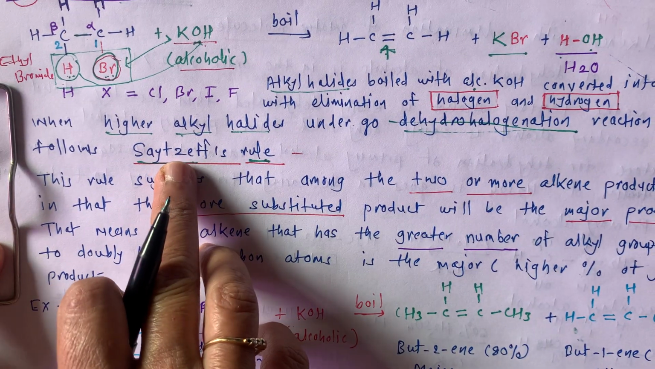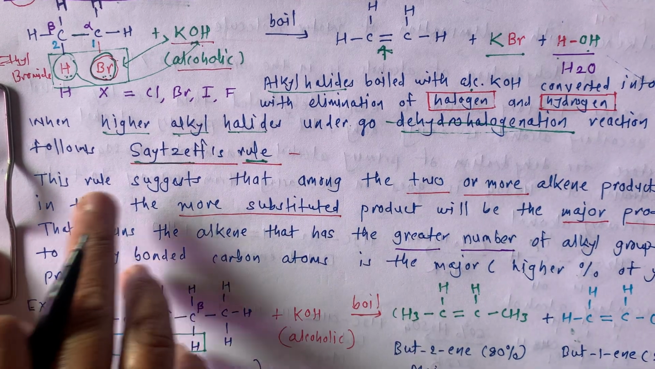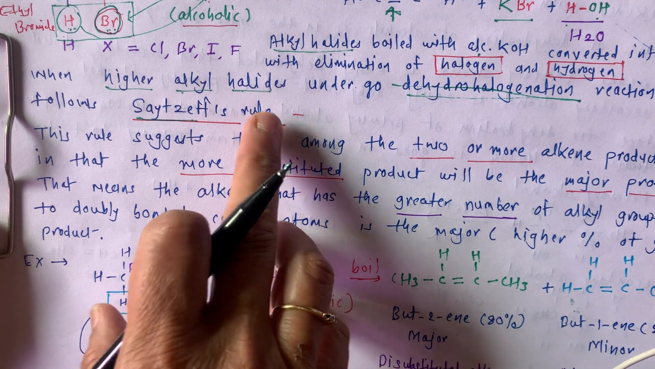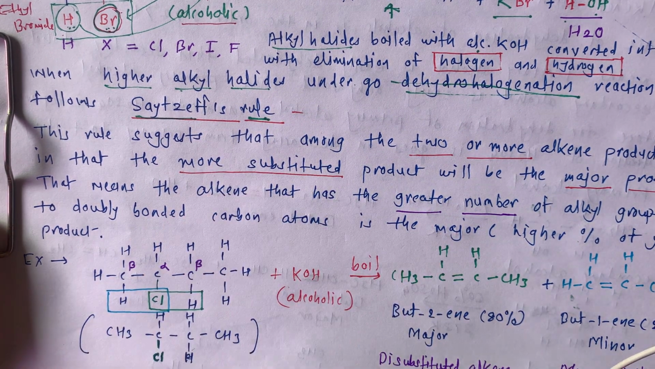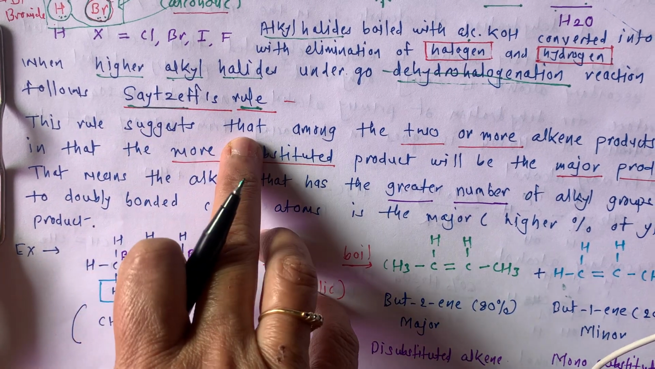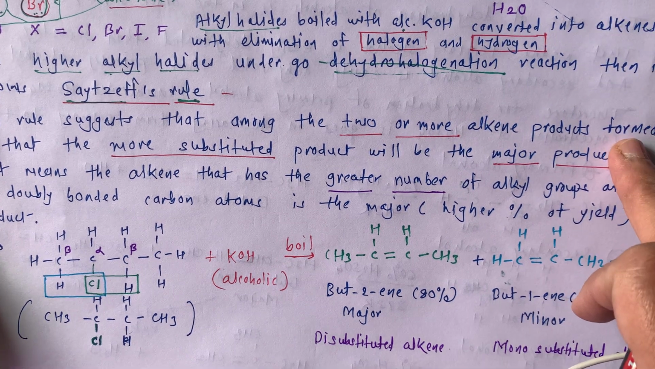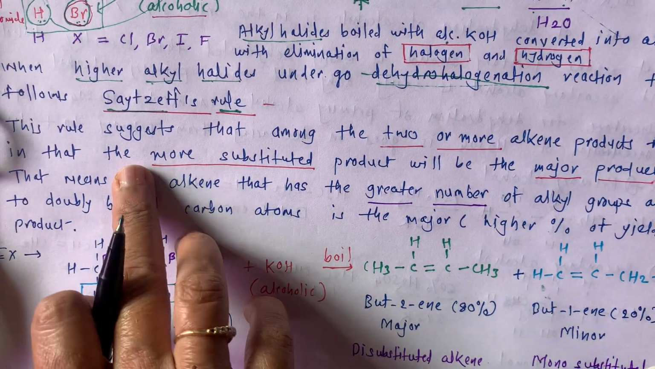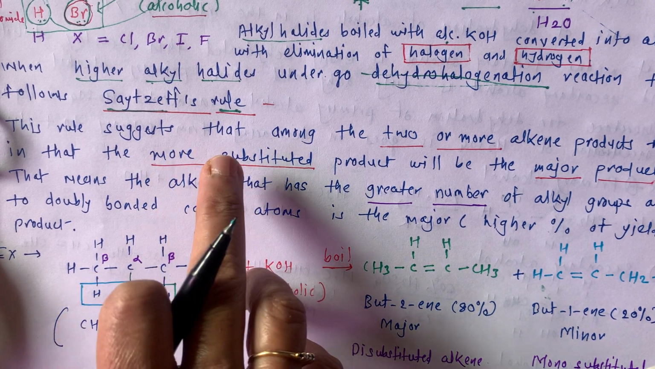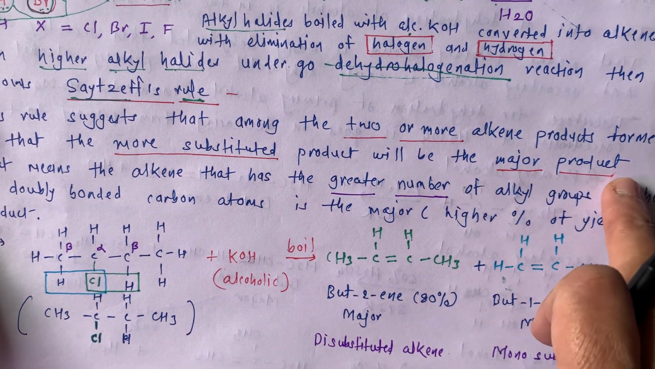Dehydrohalogenation. Okay, but it is according to Saytzeff's rule. So first of all, we will try to understand Saytzeff's rule. Please remember this. What is Saytzeff's rule? This rule suggests that among the two or more alkene products, if they are formed, the more substituted product will be the major product.